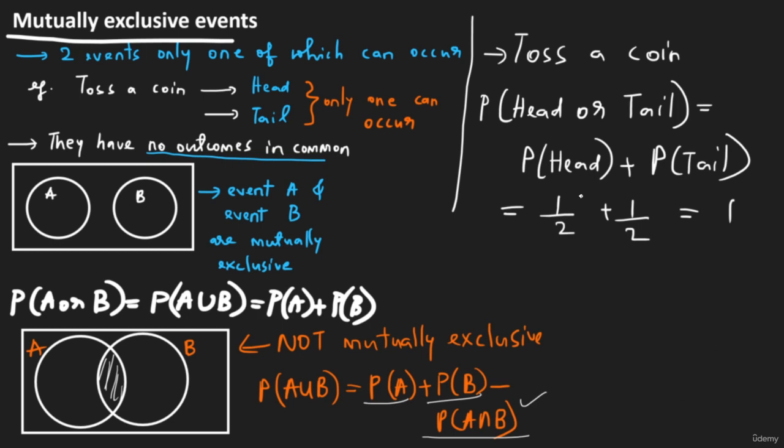Let's quickly summarize. In the case of mutually exclusive events, say you have two events, only one of them can occur. Now if you have two mutually exclusive events, P of A union B will be equal to P of A plus P of B.